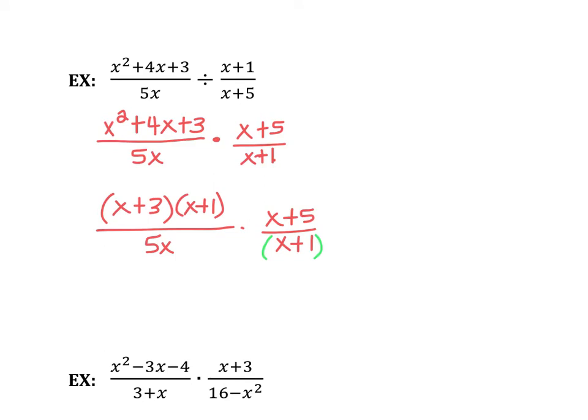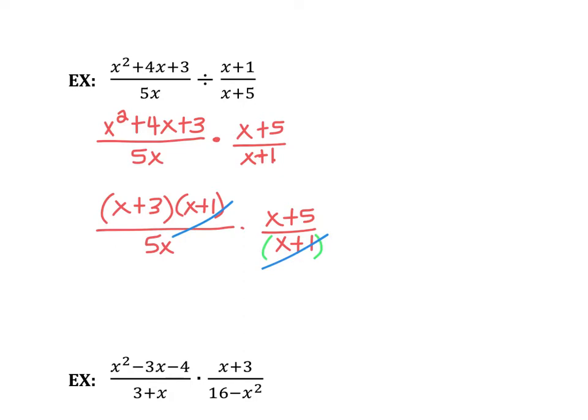All right, so as you can see, I could factor x squared plus 4x plus 3 into x plus 3 times x plus 1. Everything else was already factored. There was nothing else I could do with the remaining numerators and denominators. Next, I'm going to simplify by canceling common factors between the numerator and denominator. So I have an x plus 1 in this numerator and an x plus 1 in this denominator, so I can cancel those out.